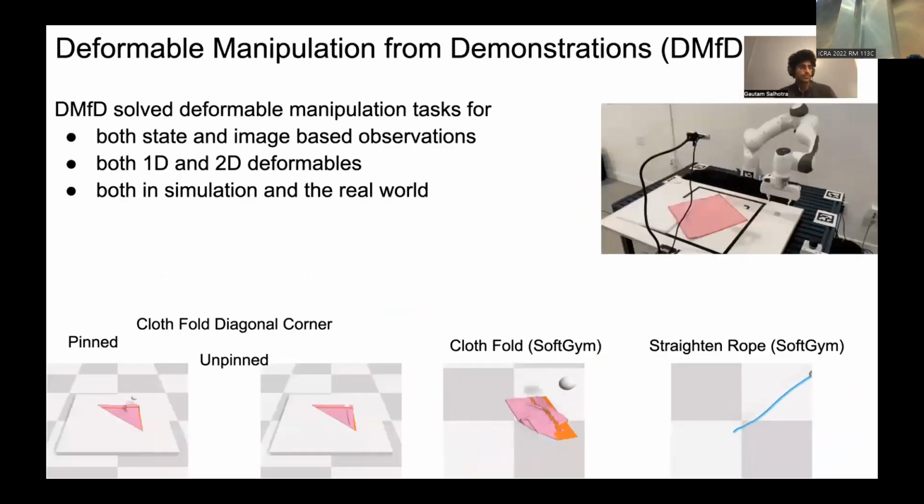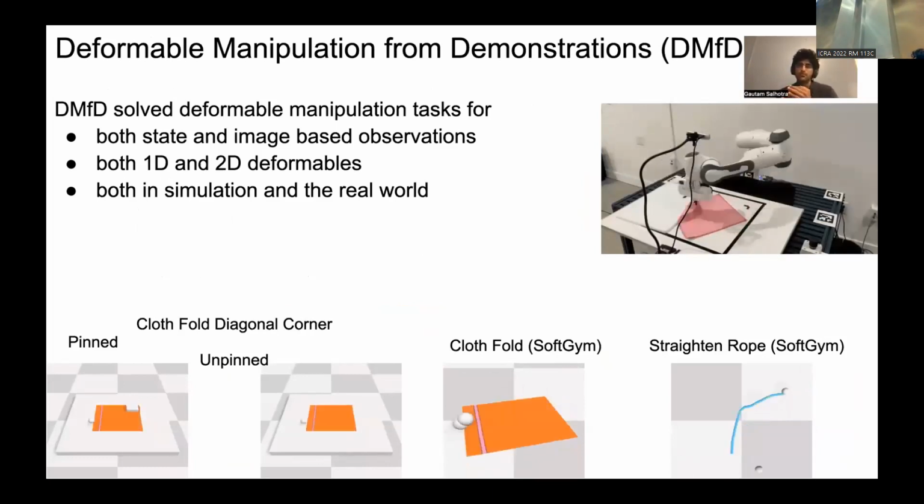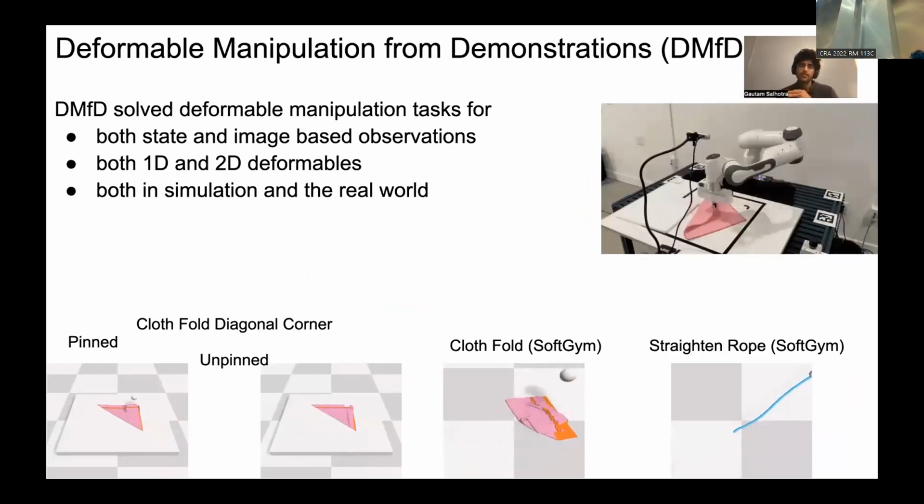We propose a new method, Deformable Manipulation from Demonstrations, or DMFD, for an agent to use experts' data while learning to solve deformable manipulation tasks. It is designed to work with state and image-based observations with both 1D and 2D deformables, and in both simulation and the real world. Now let us look at the DMFD training pipeline.